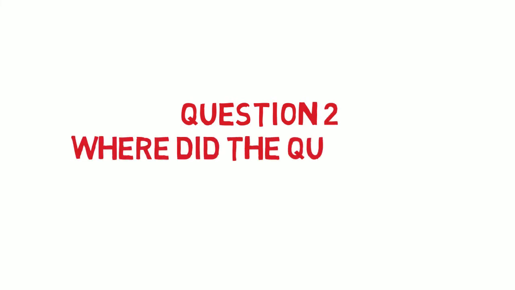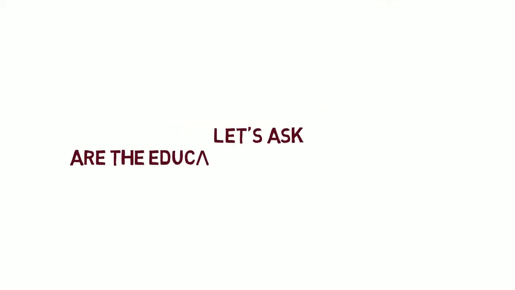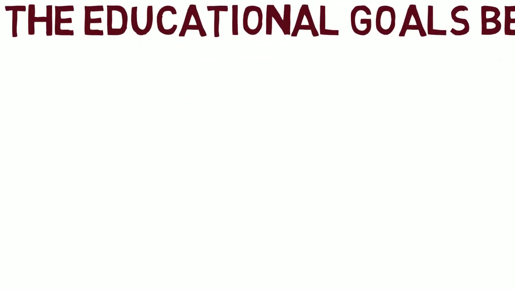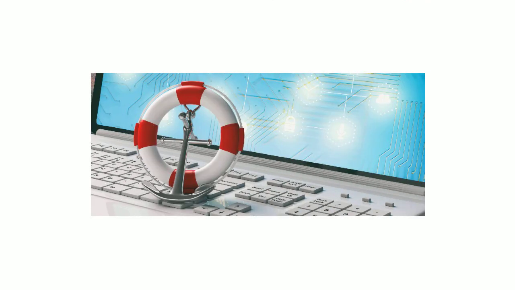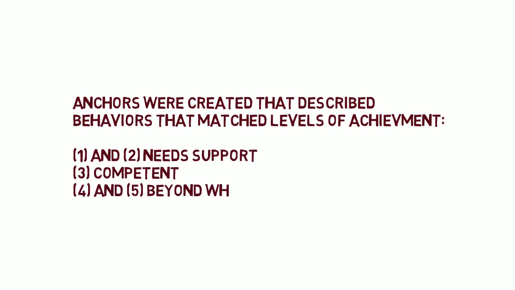Question 2. Where did the questions come from? You. A representative from each rotation created a list of questions designed to assess if the educational goals for the rotation were being met. Then, for each question, 5 anchors were developed that describe behaviors that match levels of achievement. Anchors 1 and 2 describe the skills of a resident in need of further support. Anchor 3 describes a resident who is competent in this skill. And anchors 4 and 5 describe a resident performing above what is expected.